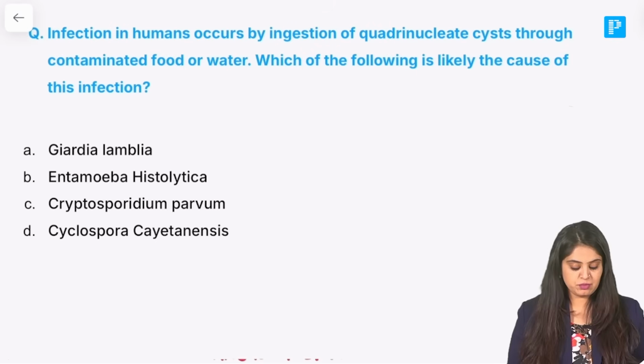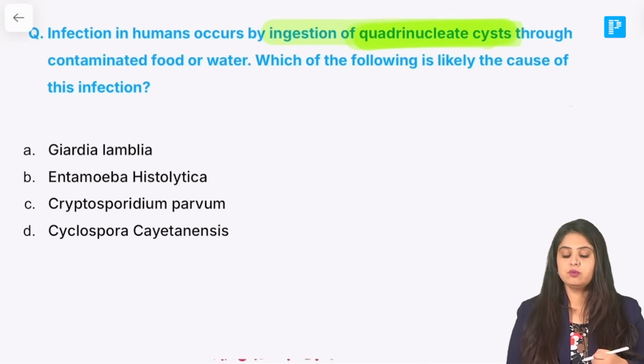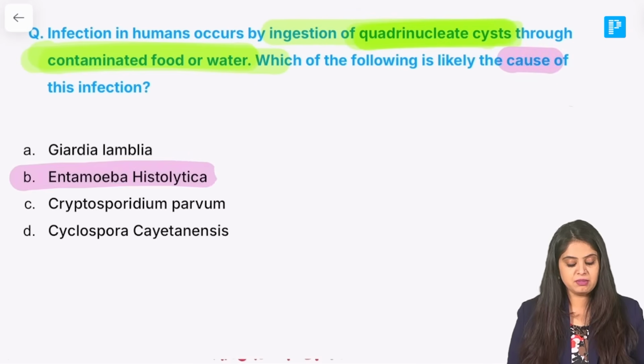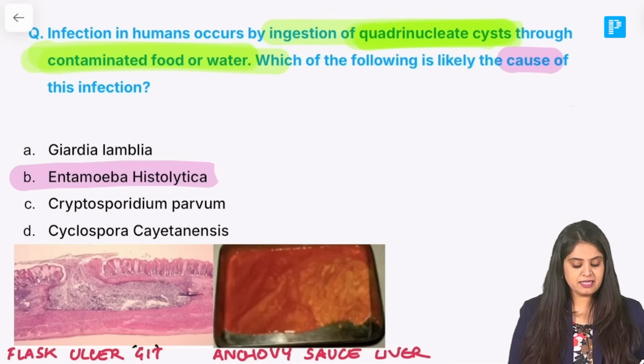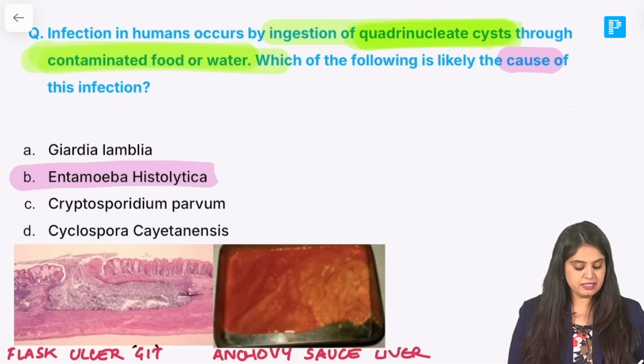Moving on to the next, we have infections in humans caused by the ingestion of quadrinucleated cyst. That's the buzzword. That cyst comes into our body through contaminated food and water, so some fecal-oral route. They've asked you the cause, and that is going to be Entamoeba histolytica. Now, from the image point of view, Entamoeba histolytica goes in two organs. Ent, of course, intestine. In the intestine, it causes the classical flask-shaped ulcer.